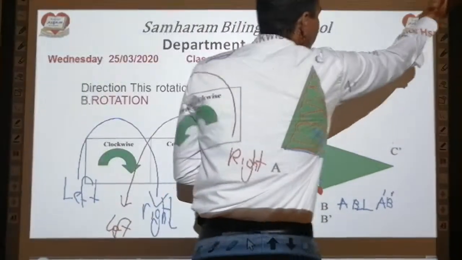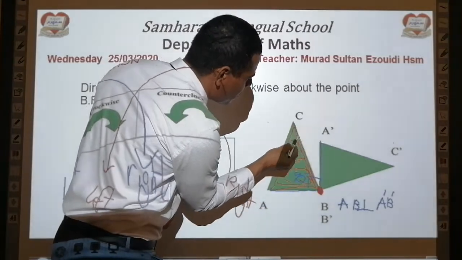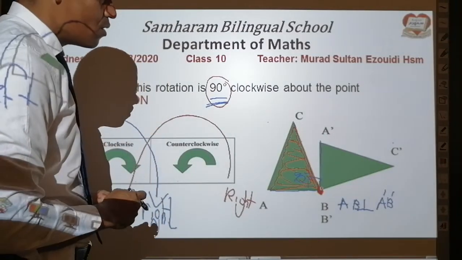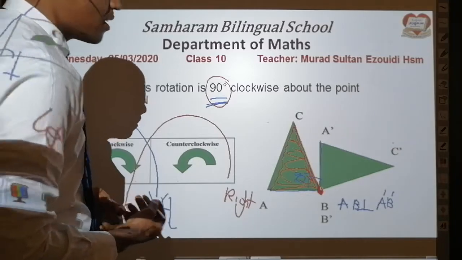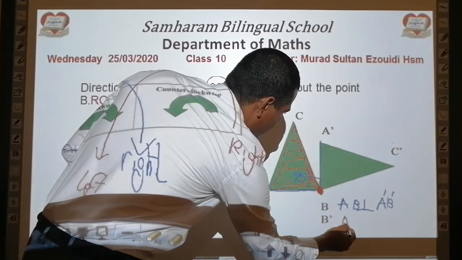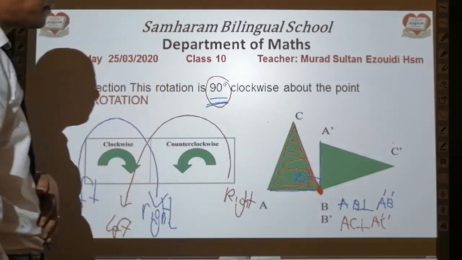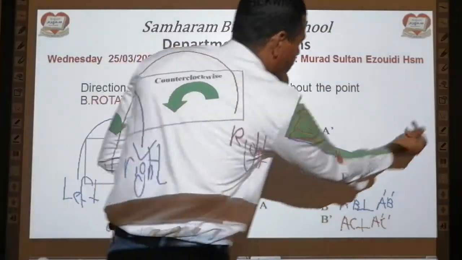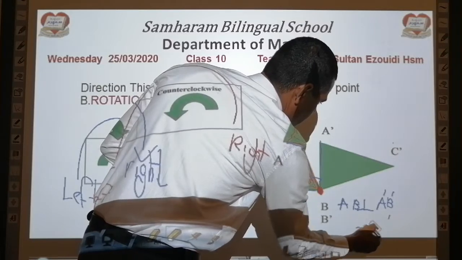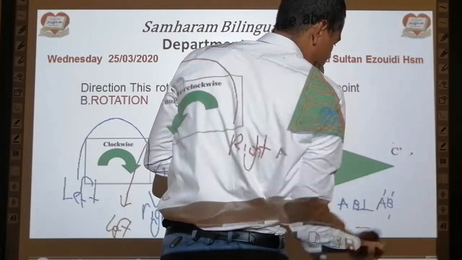Then the next one, my kids. For example, I want to draw the image of BC. BC, this one. Okay? So, I should do what? I should also keep the same and make 90 degrees. Means that AC should be perpendicular also to A prime, C prime, okay? This one is B, yeah? Sorry, this is B. Okay, this is B. We should use the center of the rotation. We have done that.